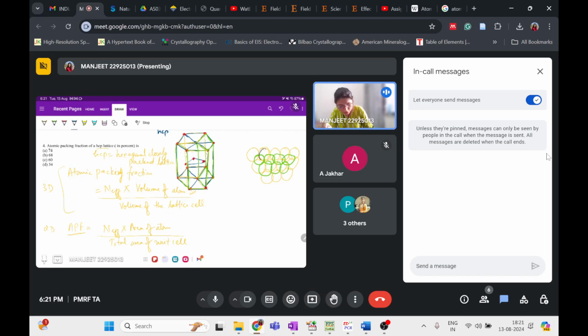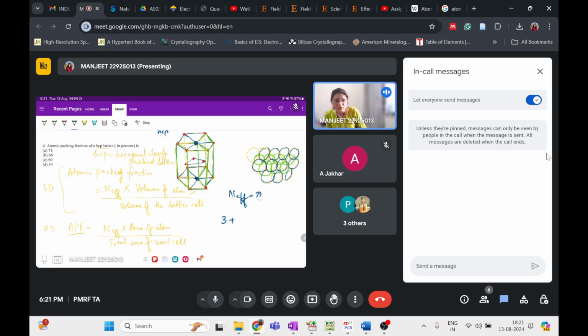Let me draw it with a different color. So they are closely packed here. This is the kind of hexagonal, if I view it from the top view. Now we have to calculate the atomic packing fraction. You all know N effective. First we have to calculate the N effective for the HCP. For N effective, 3 atoms are inside. So there will be 3 atoms, this one, this one and this one. These are shared by 2 unit cells.